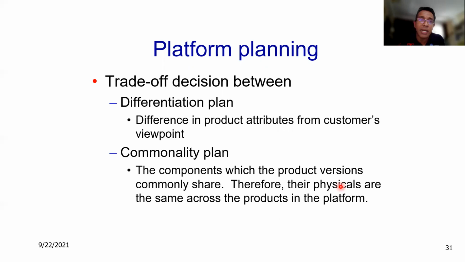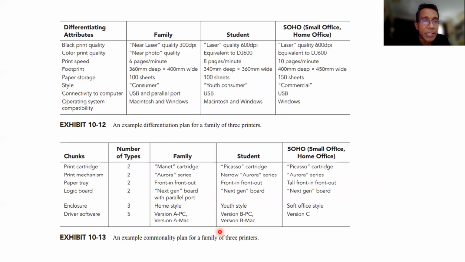For the differential plan, the products differ in attributes from the customer viewpoint. But for the commonality plan, they have components which the product versions commonly share, and therefore their physical parts are the same across the products in the platform. So you can see this example for the differential plan.